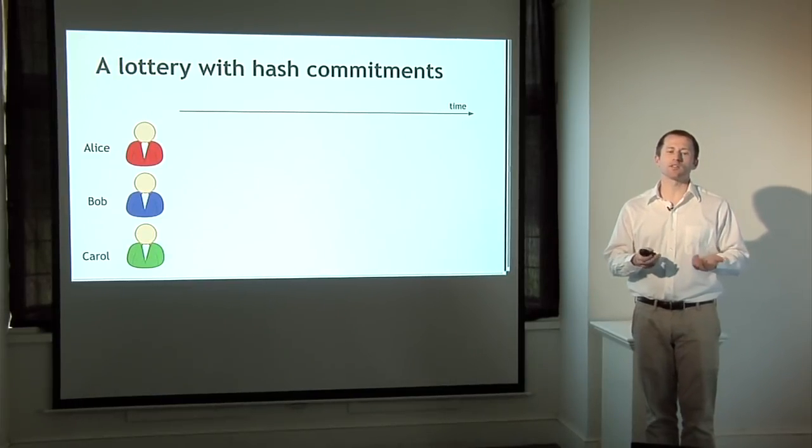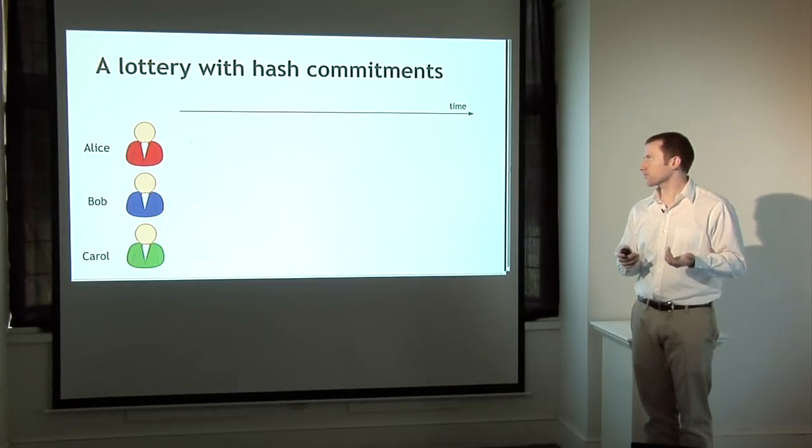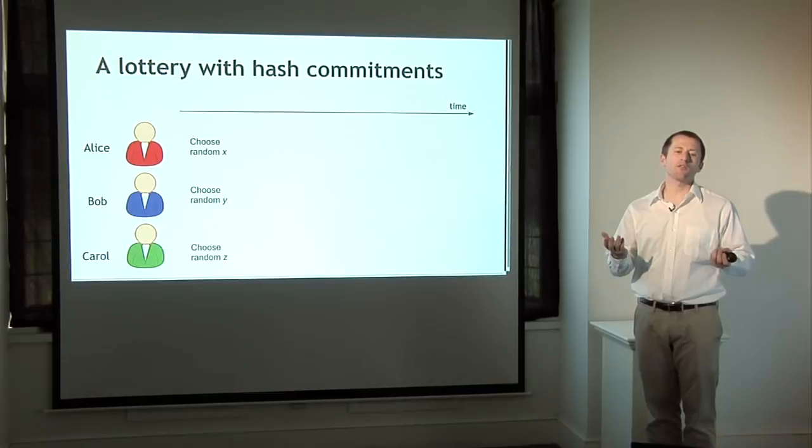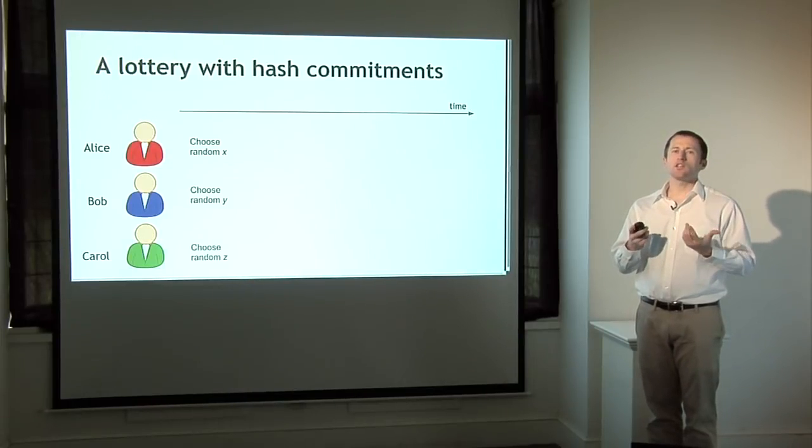So we'll have 3 parties now, Alice, Bob, and Carol, who all want to do a lottery together. To start with, all of them will choose a random number, often called a nonce in cryptography. And they're going to keep that random number to themselves. And as long as each one chooses a random number, they should trust that the final outcome is random and that nobody else is able to cheat them.